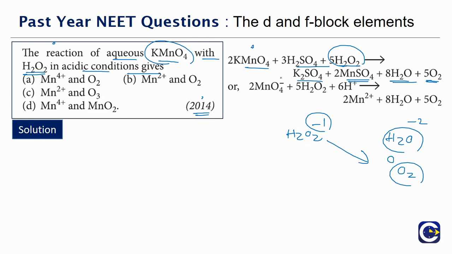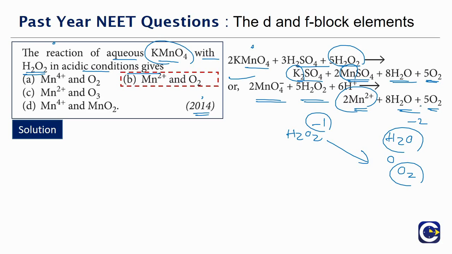So we can see what are the species that are getting formed if you look at it in terms of the ions. If you take out these ions and write it in the ionic form, what will we have? MnO4 minus ions plus H2O2 gives rise to what? Mn2 plus ions, H2O and O2. So what is the answer for this? The correct answer is Mn2 plus ions and then O2.